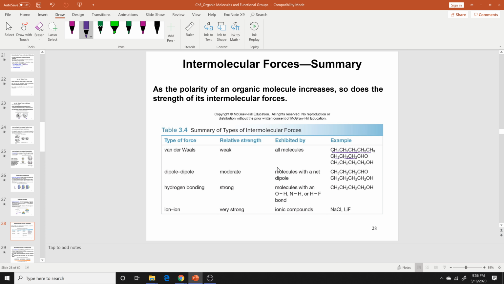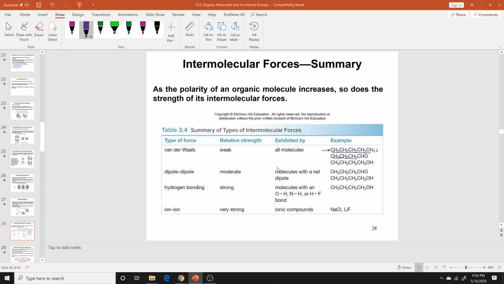So that aldehyde has two types of forces. It has the van der Waals and it has the dipole-dipole interaction. That alkane has only van der Waals interaction. This is nonpolar. All of this is nonpolar. The aldehyde is polar from the aldehyde part. So as the polarity increases, the intermolecular force strength increases.